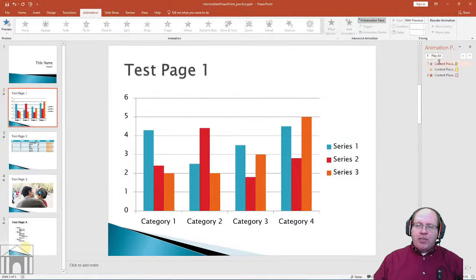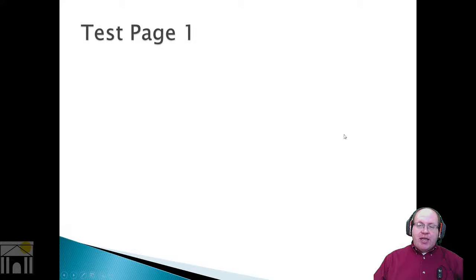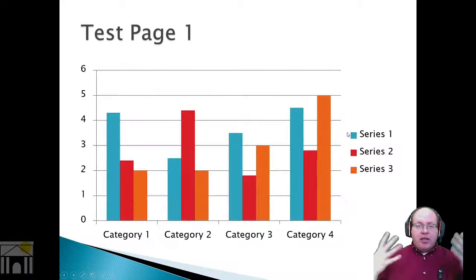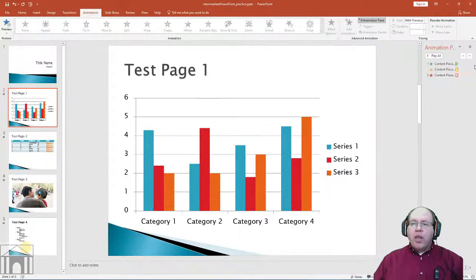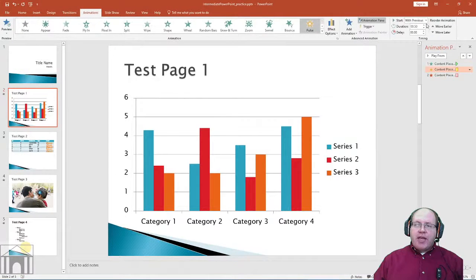I set the second animation, the pulse animation, to play with the appear animation. And what does that mean? Look, I have my slide. When I click, it appears and it pulses at the same time, and then it flies away. Or I can have it play After Previous. And what that does is it allows the first animation to play, and then it plays the second animation automatically.